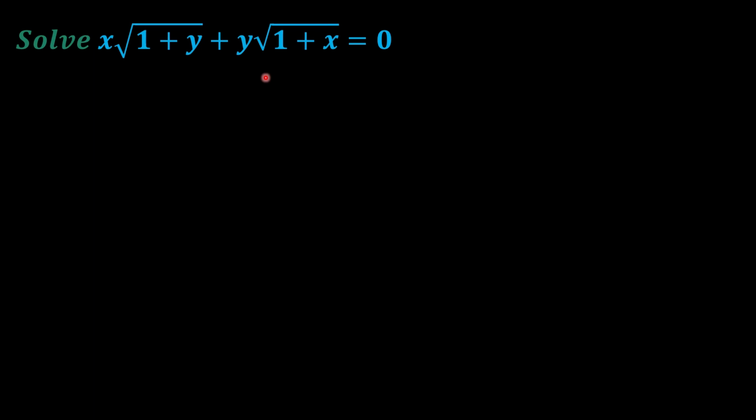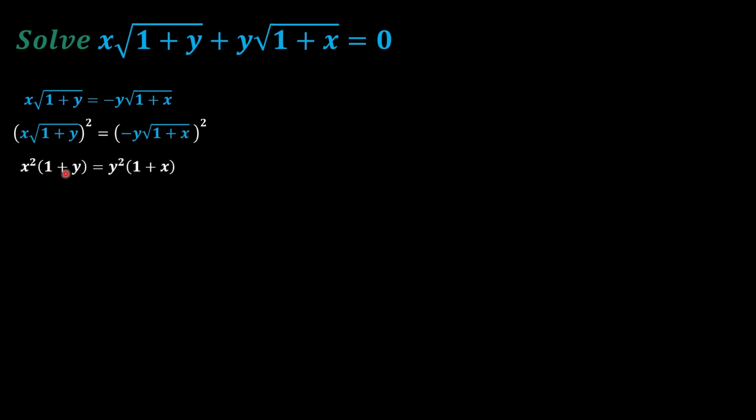How? So in order to simplify this condition, we will move y√(1+x) to the other side of the equation and it will convert into minus, and we will get −y√(1+x). Now we will apply squaring on both sides of the equation, and we will get x²(1+y) = y²(1+x).